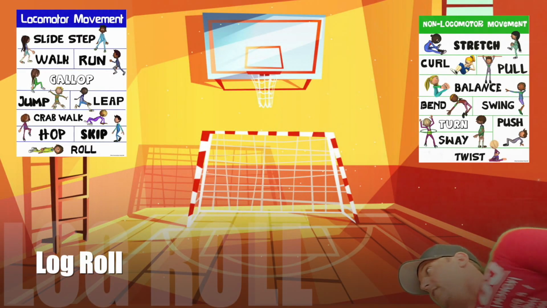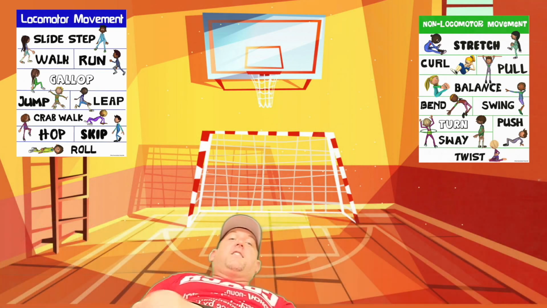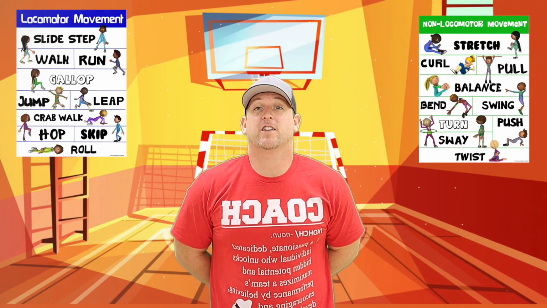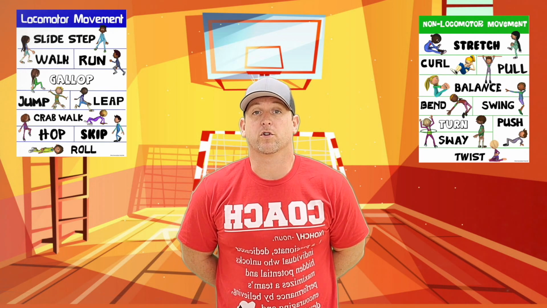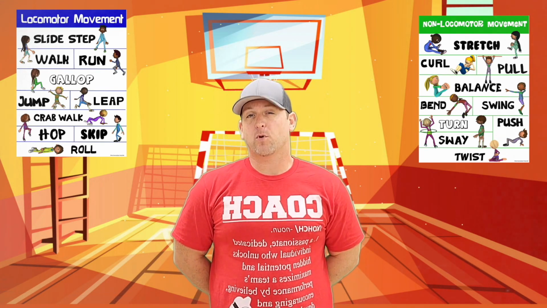What about a log roll, guys? What do you think this is? If you answered that a log roll was locomotor, you were correct, because we were going from one place to another. Let's talk about sports for a minute.